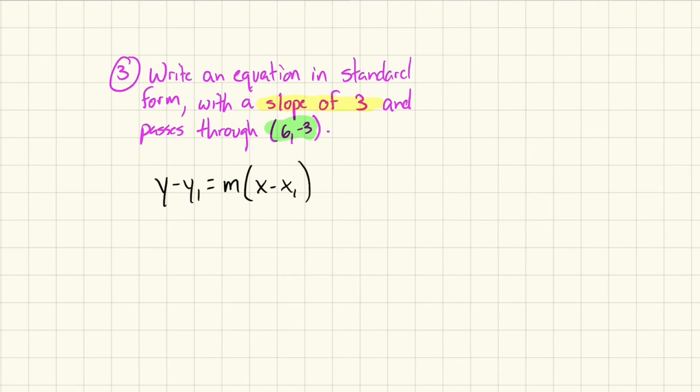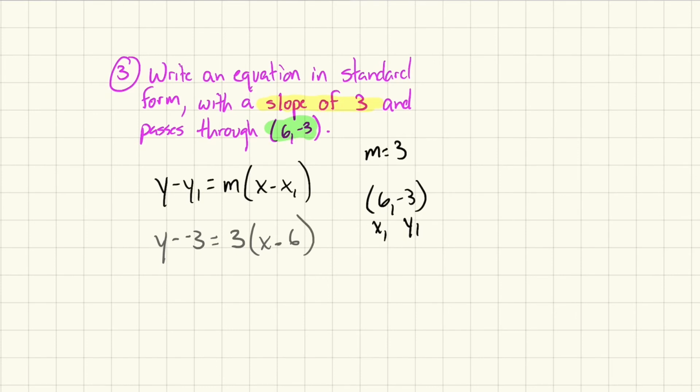And all we have to do is just write out our information. Slope of 3 means m equals 3. And then in (6, negative 3), we know that 6 is our x1 and negative 3 is our y1. And then we just plug in the information. Plugging in, we end up with y minus negative 3 equals our slope of 3 times x minus 6.